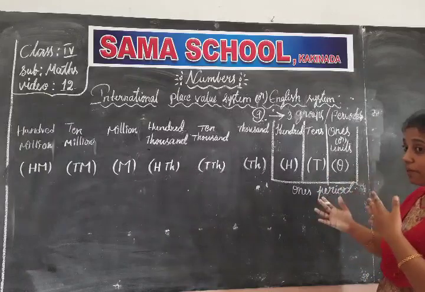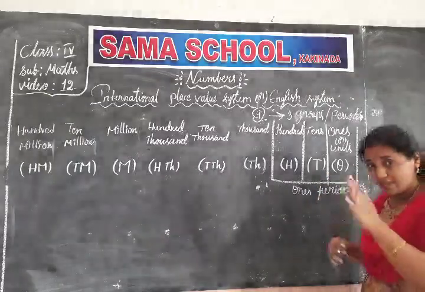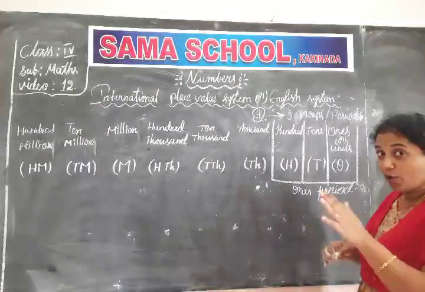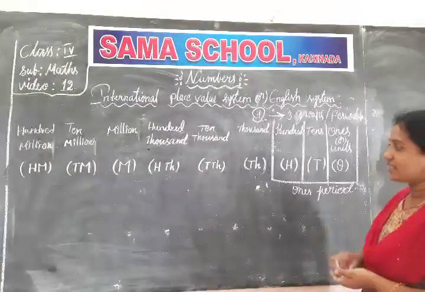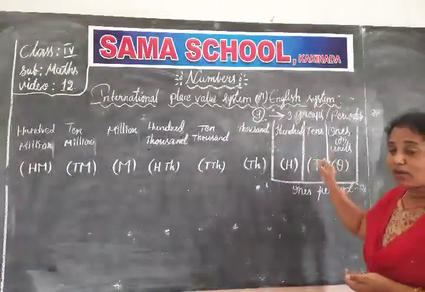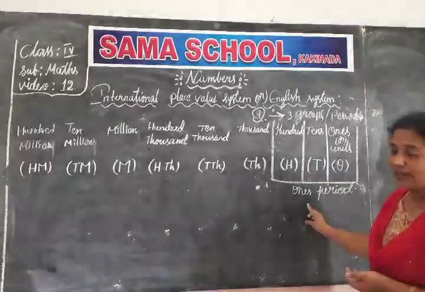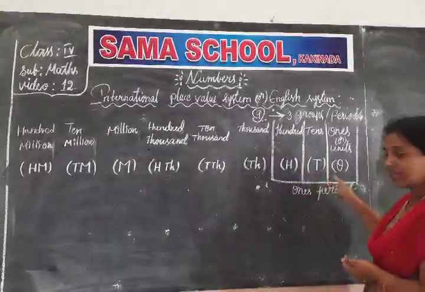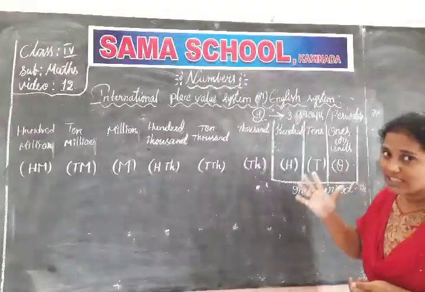Now we have to compare Indian place value system and international place value system. You already know the Indian place value system. In Indian place value system also there are 3 places in the ones period. Here also 3 places in the ones period. There is no change at all.